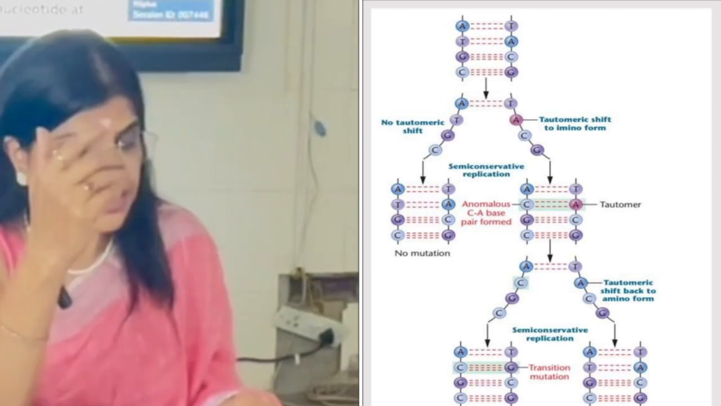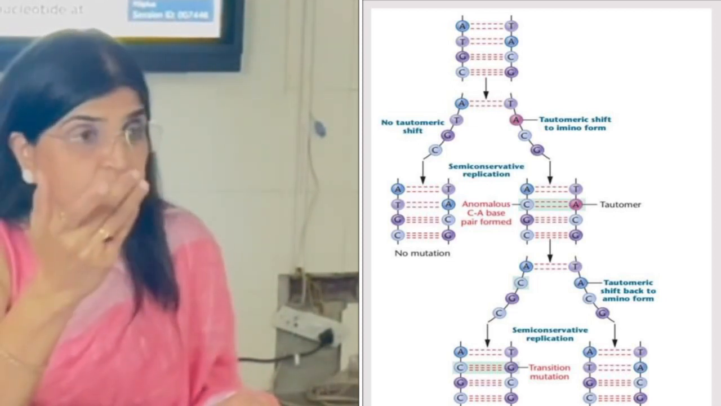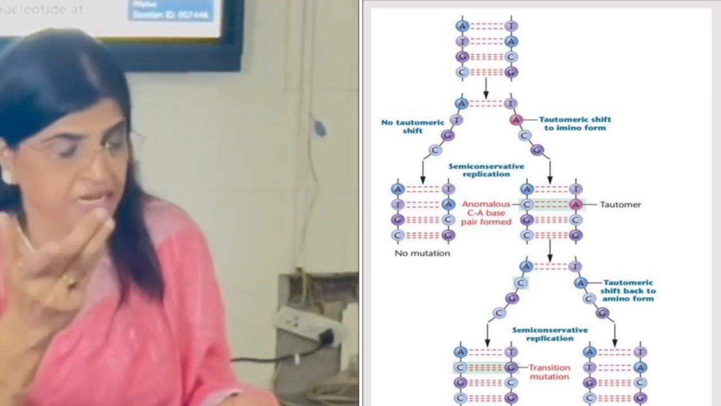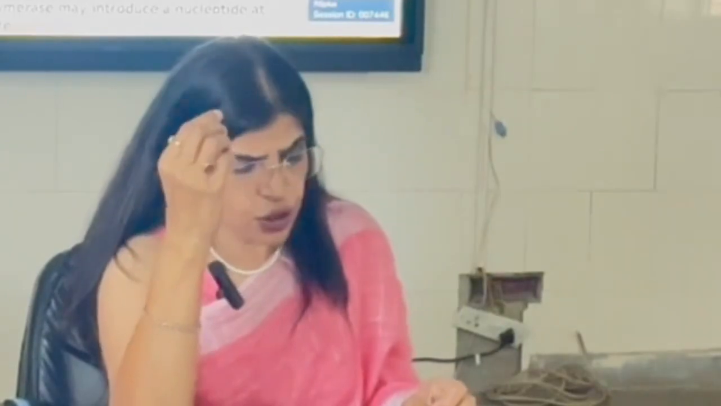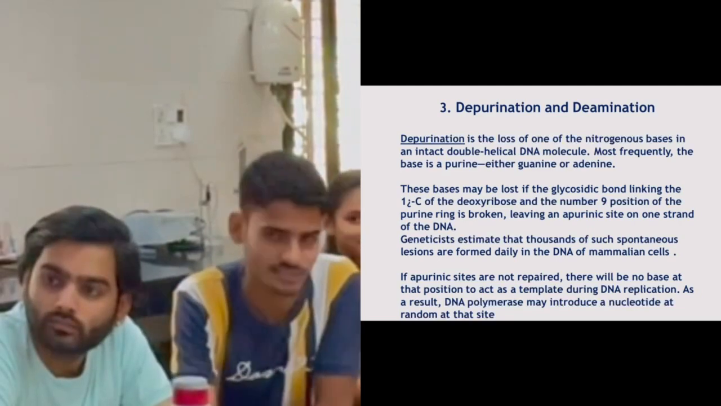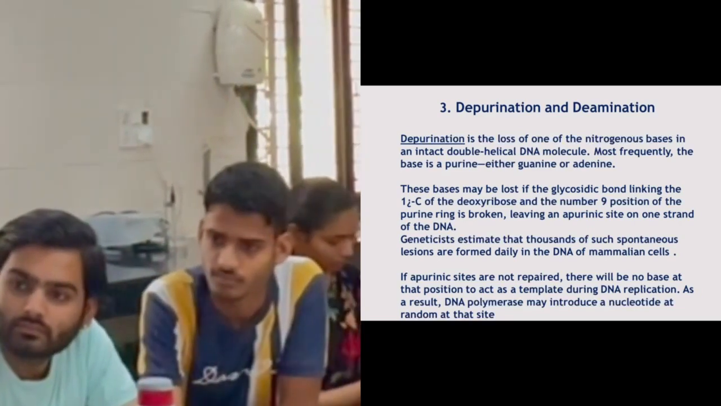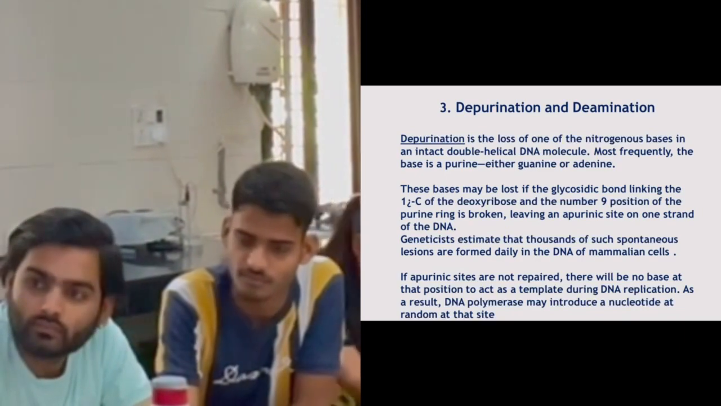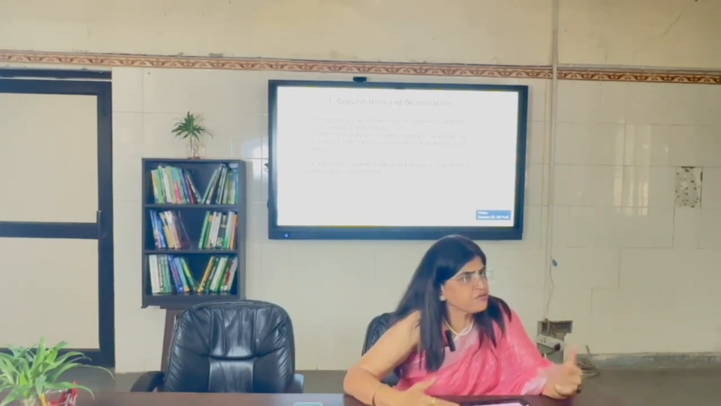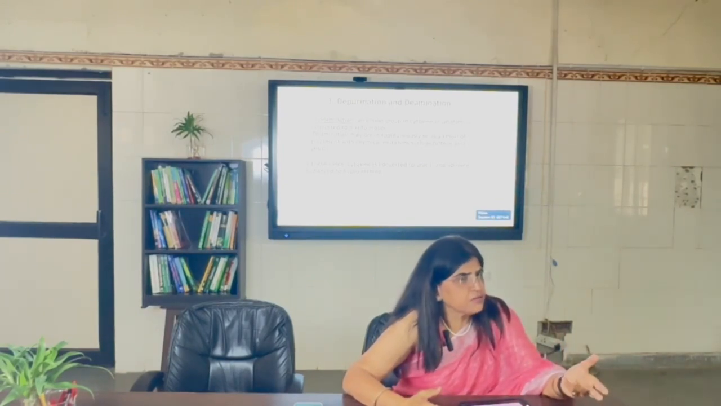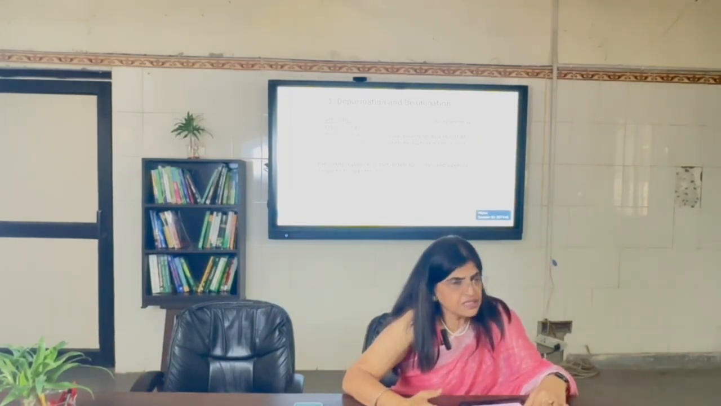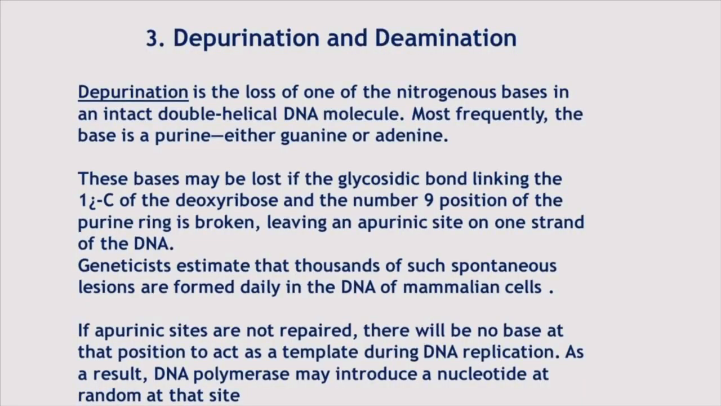It's a type of spontaneous mutation, meaning no stimulus is present from outside and it is just happening in nature in the cell. The next process which we thought we'll cover today is depurination and deamination. Now what is depurination? Depurination is the loss of one of the nitrogenous bases in an intact double helical molecule. What does it mean? It means that it's a natural phenomenon in a cell that it has a tendency to lose its purines. Purines are guanine and adenine.